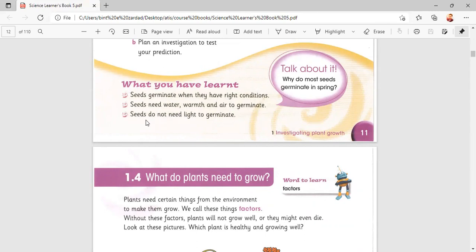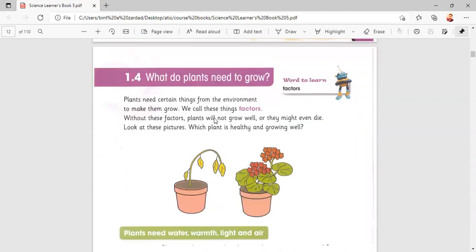Seeds do not need light to germinate. So you don't need any light for germination because there is a food store. So the seed gets energy from the food store. So there is no need for sunlight to germinate.